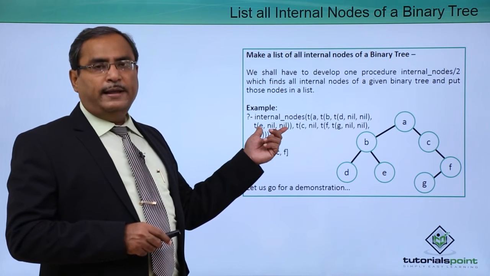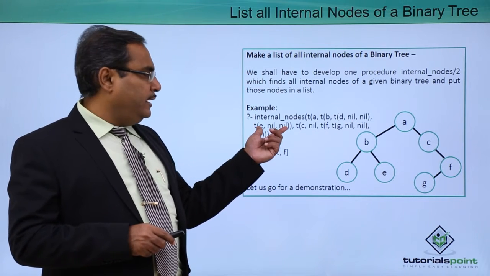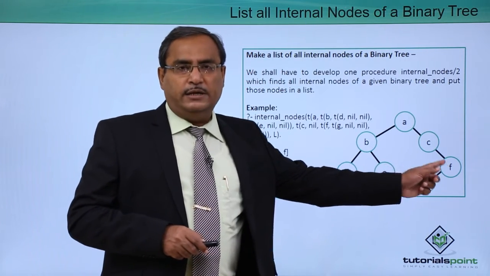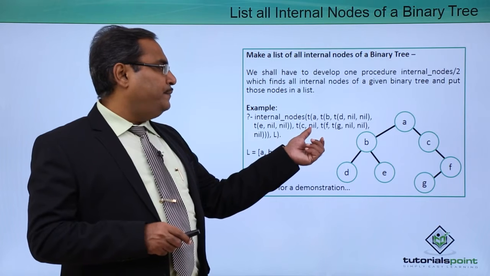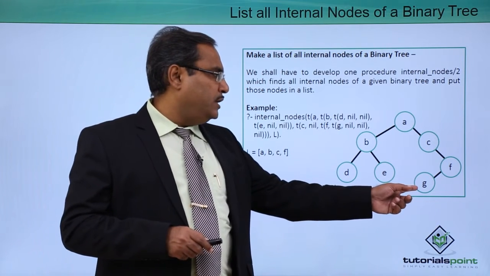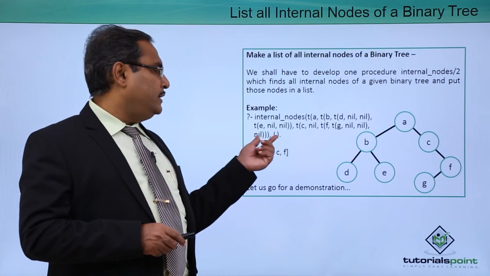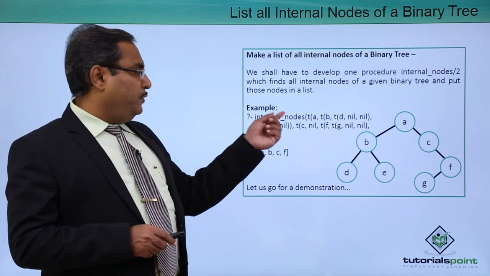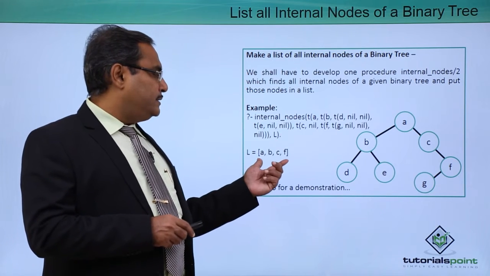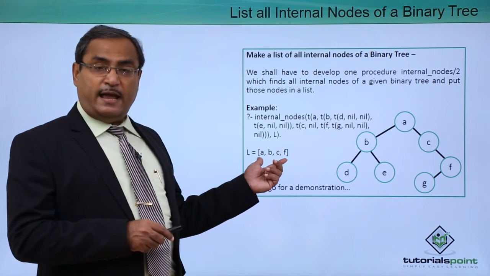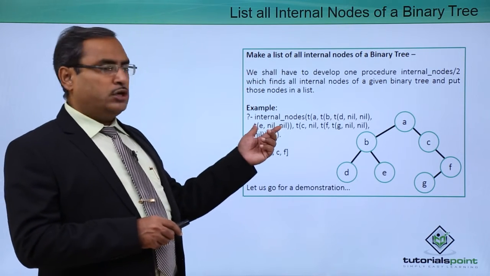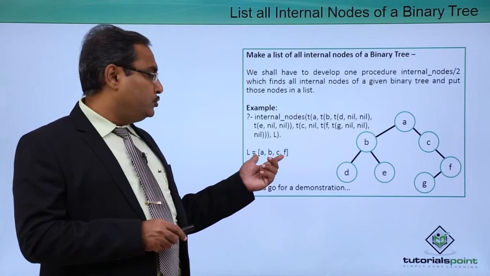So they will be having left child nil and right child nil accordingly, and then we will be having C with the left child nil but the right child is F. F is having G as the left child and right child is nil. So if we execute this procedure, we will be getting A, B, C and F in list form as output. That is the execution of this goal; the output will be produced like this.